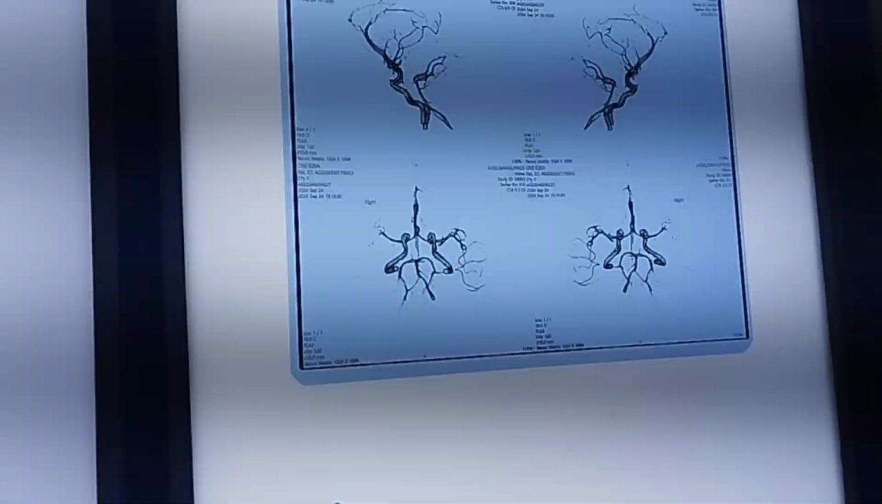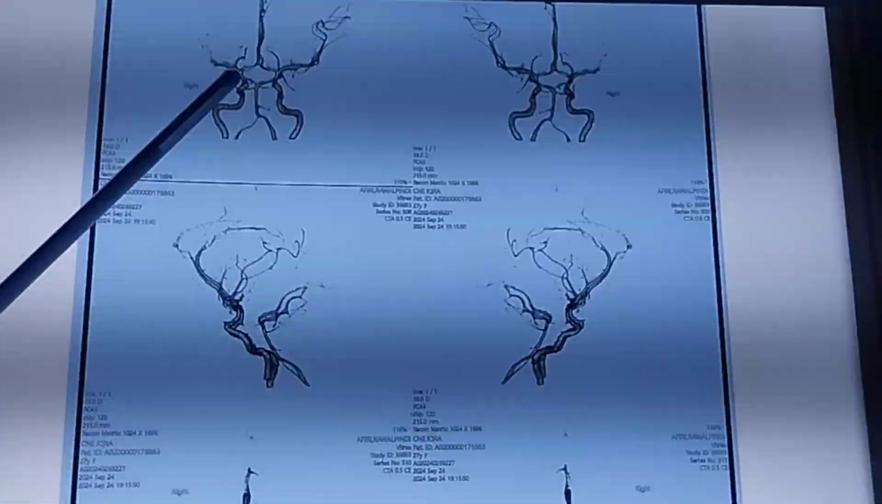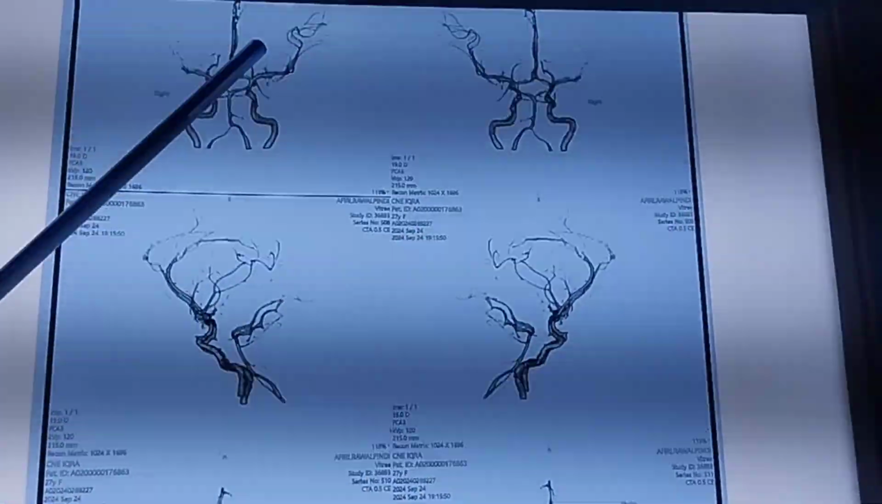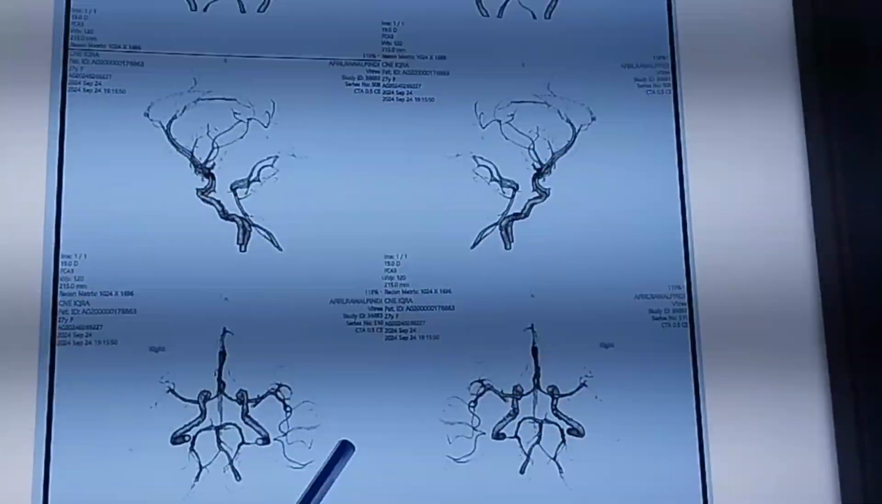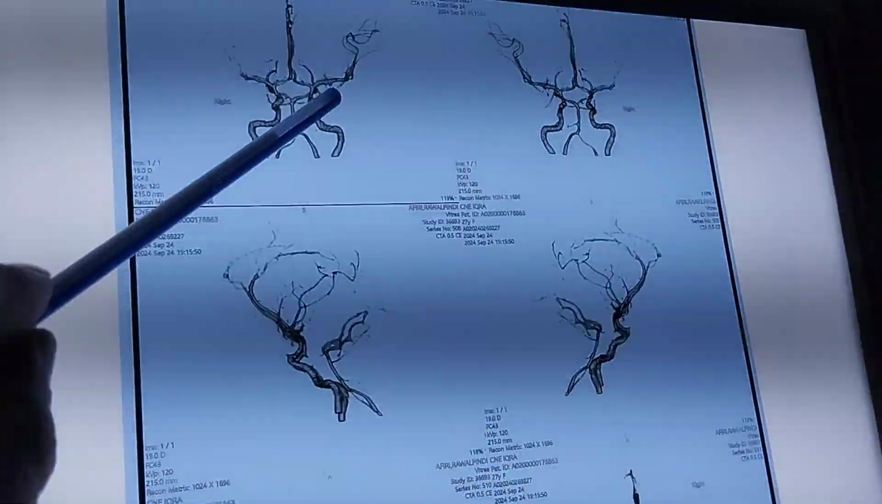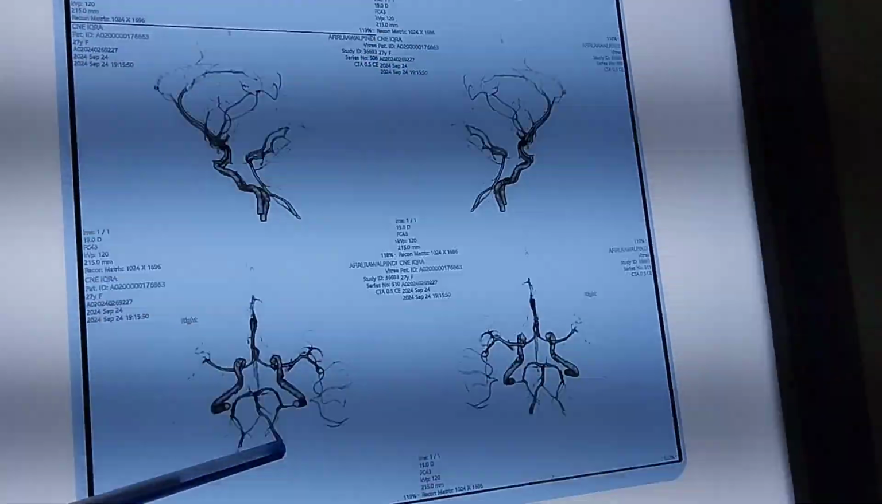So here, this is the CT angiogram. In angiogram, you will see the blood vessels, the arterial blood vessels. This is circle of Willis. So this is normal. There is no aneurysm in this. So this is CT angiogram. There was no aneurysm, and this is CT venogram.